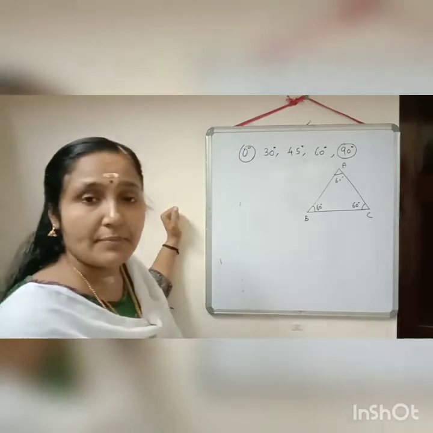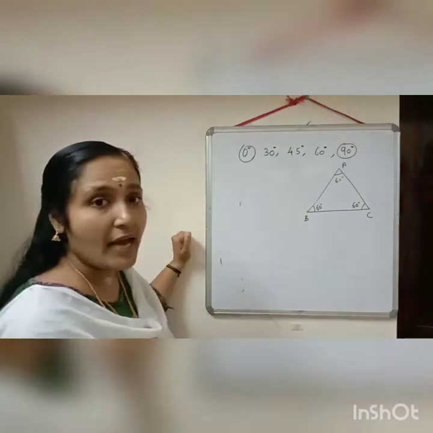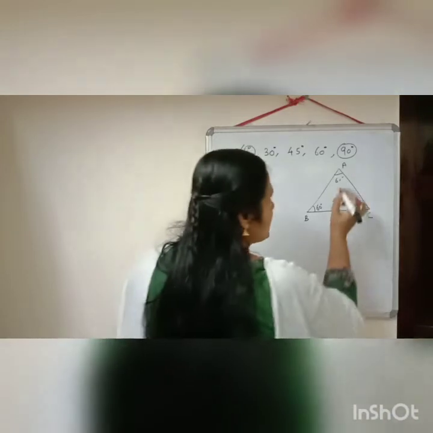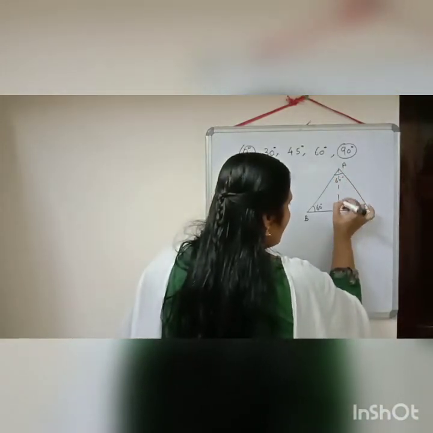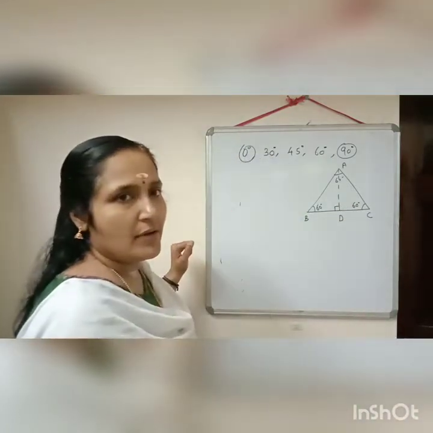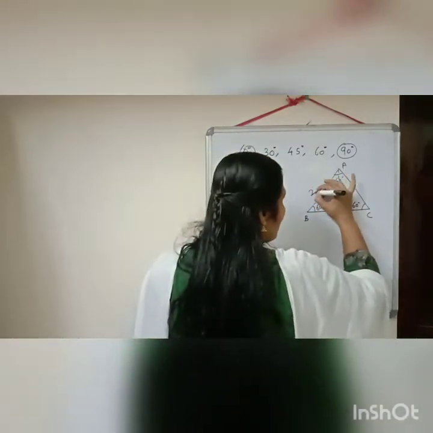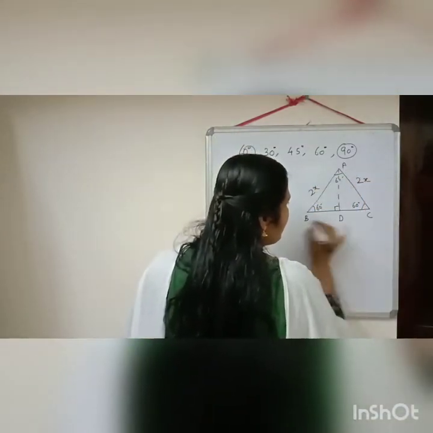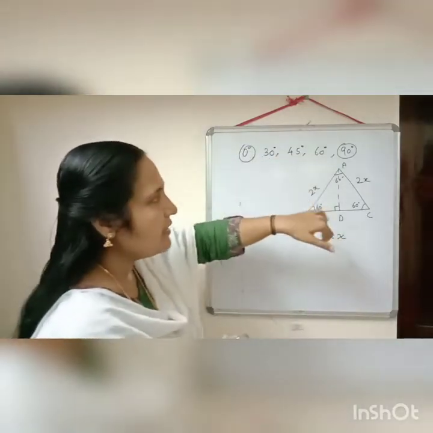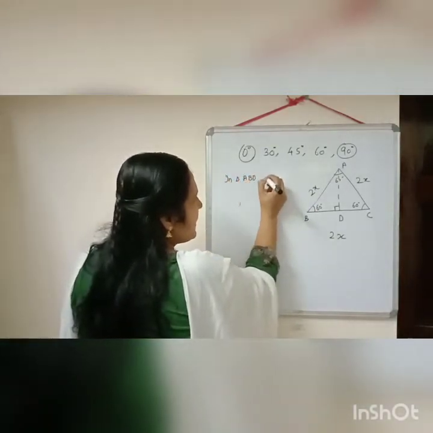But to use the concept of trigonometry, we need a right triangle. But here we don't have a right triangle. So for that what will we do? Yes, we will do a construction. We will draw AD perpendicular to BC. And the sides of this triangle I am taking as 2x. 2x I have taken to avoid the confusion, otherwise fractions will come.